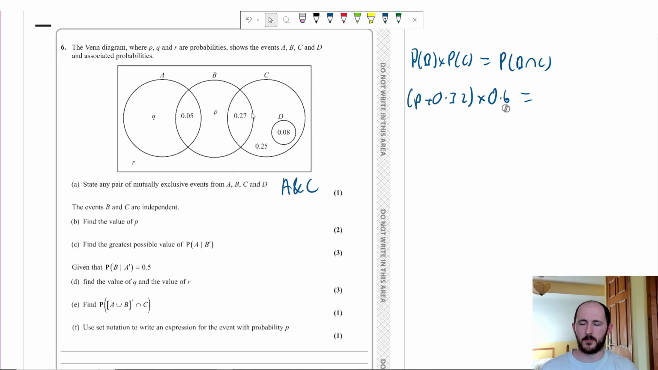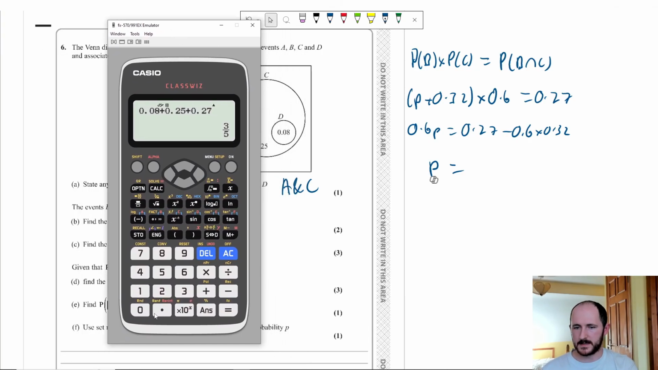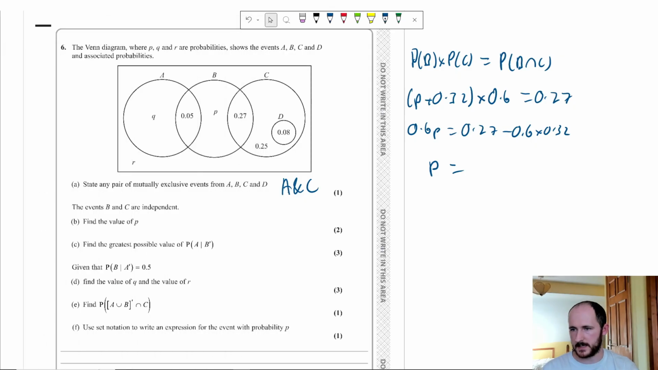B and C is just 0.27, and now all we need to do is expand, simplify, move it over. So I could write this as 0.6p equals 0.27 minus 0.6 times 0.32, and then because I'm lazy, I'm just going to divide both sides by 0.6. So we have 0.27 minus 0.32 times 0.6. That gives me that, divided by 0.6 again, 0.13, which is indeed correct.